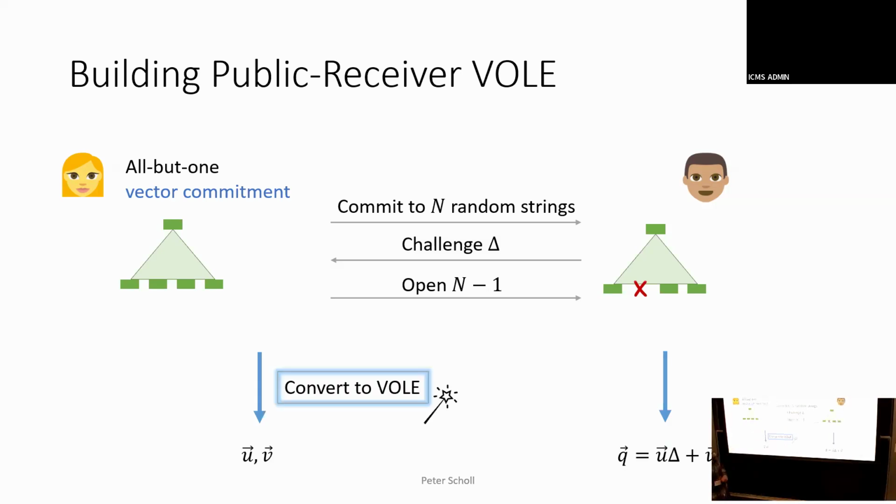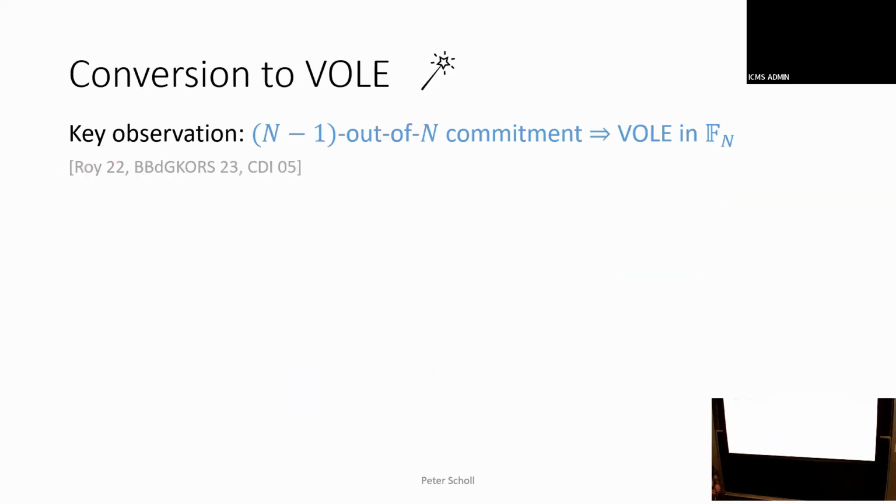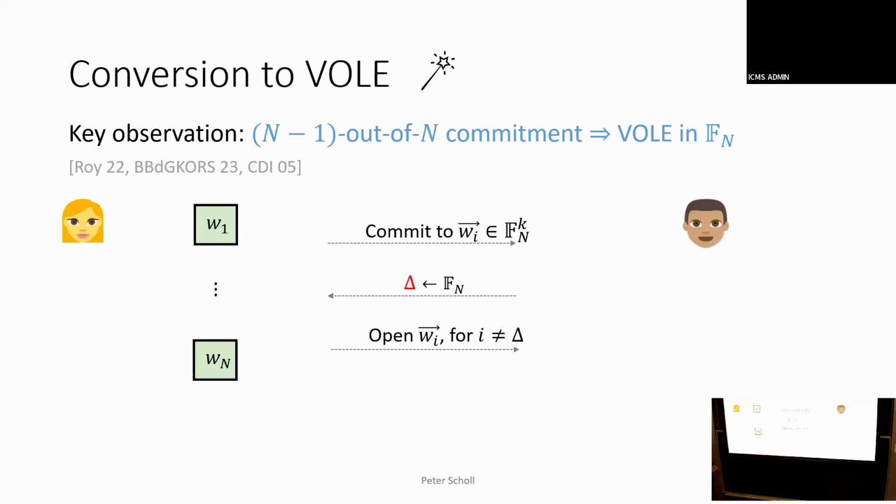Okay, and what we need now is some kind of magic procedure to take these sets of shares, so all n shares on one side and n-1 shares on the other side, and use them to define a VOLE correlation, which is going to be over some finite field, where Bob can define some evaluation of vectors at the point delta. Okay, so how can this work?